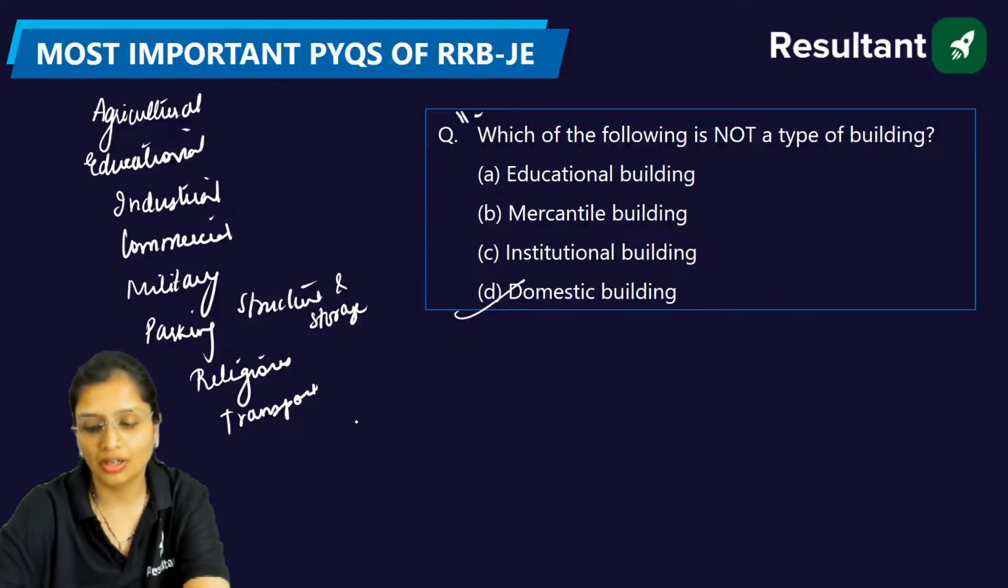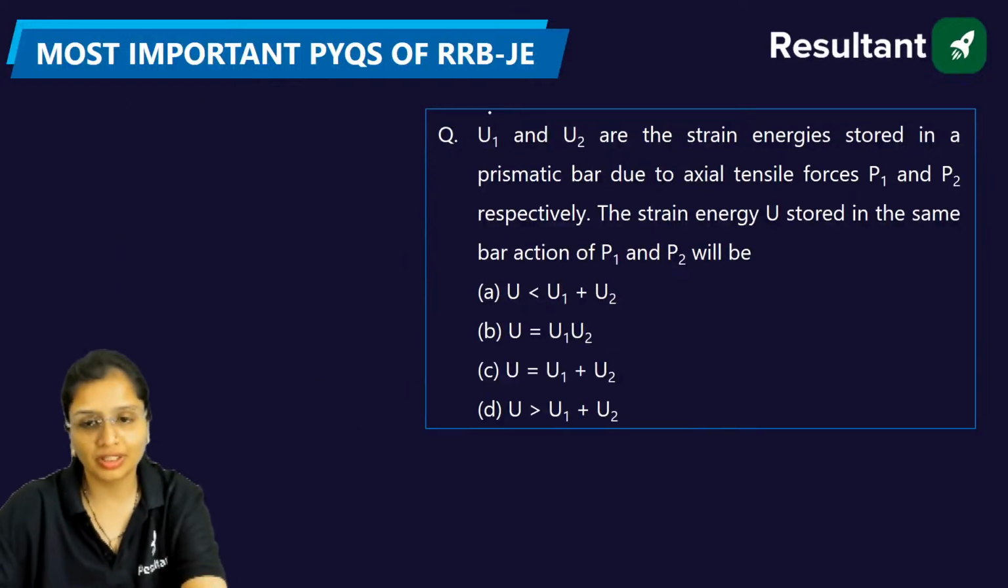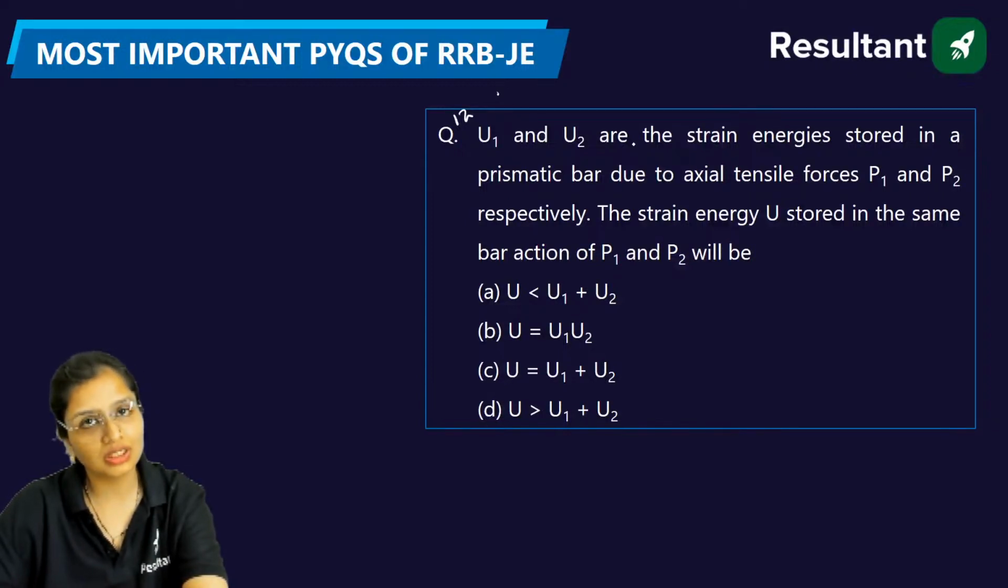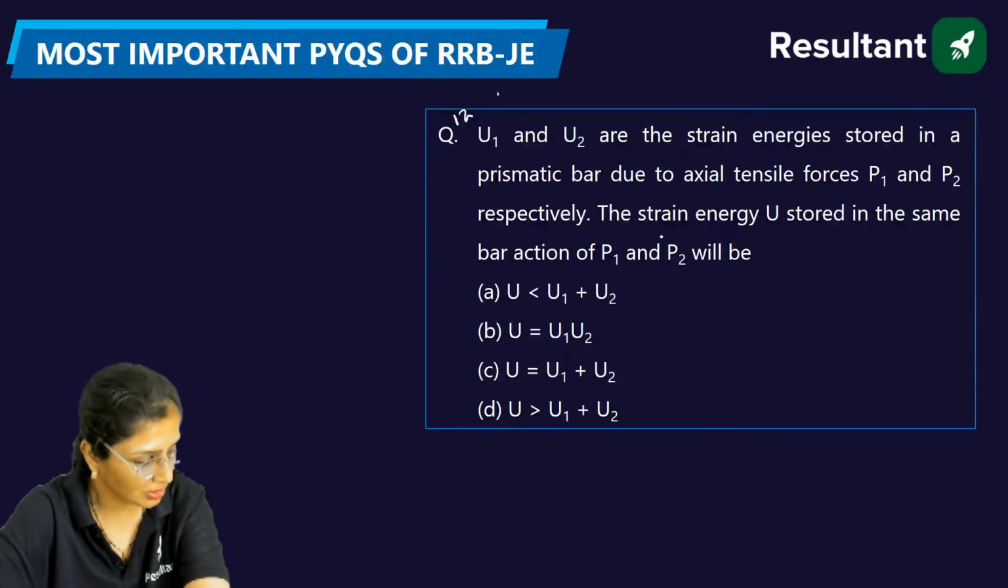Okay, now. Question number 12. This is a very common question. I guess you will be able to answer. U1 and U2 are the strain energies stored in the prismatic bar, and the tensile forces acting will be P1 and P2. It is asking how much strain energy will be stored when P1 load is acting and how much strain energy will be stored under the action of P2. Come on, answer.